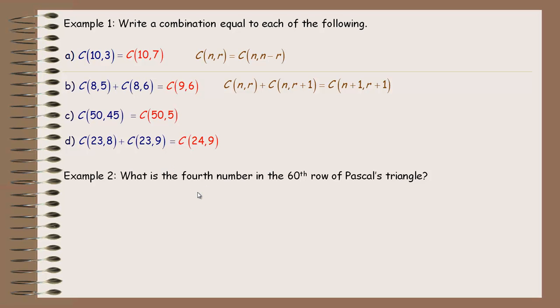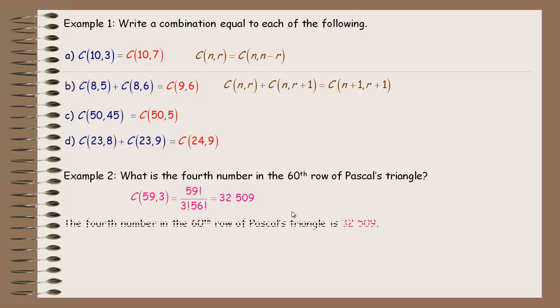Example 2. What's the fourth number in the 60th row of Pascal's triangle? So you don't want to write out all those rows. In the 60th row from the top, n would be 59. For the fourth number, you go 0, 1, 2, 3, so r would be 3. Remember, you start counting at 0 for both n and r. So that's why 59 choose 3 would be the fourth number in the 60th row. So 59 factorial divided by 3 factorial times 59 minus 3, which is 56 factorial, which is 32,509. So that is the fourth number in the 60th row of Pascal's triangle.